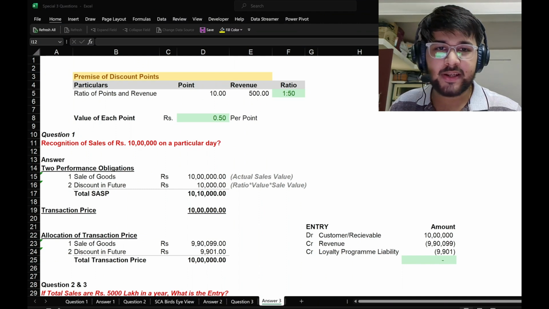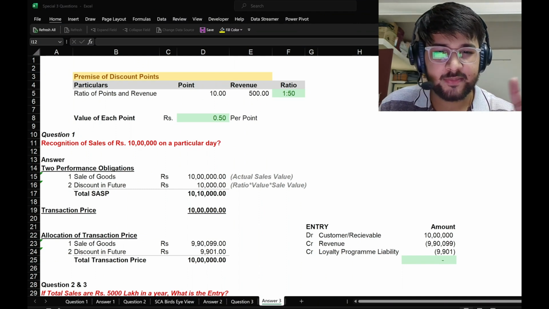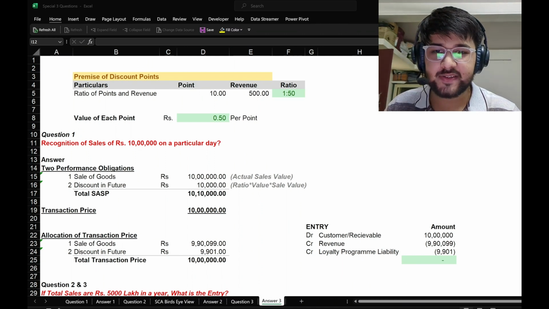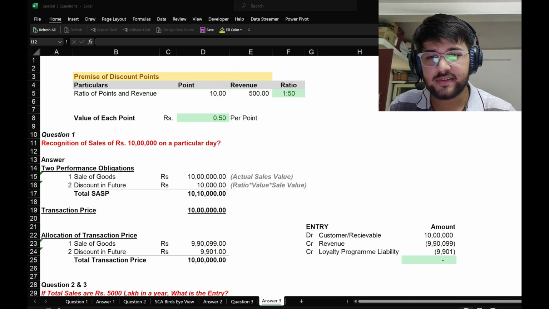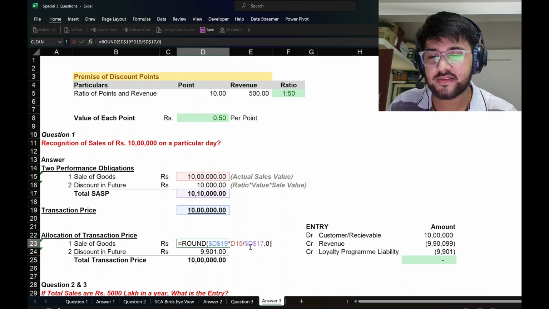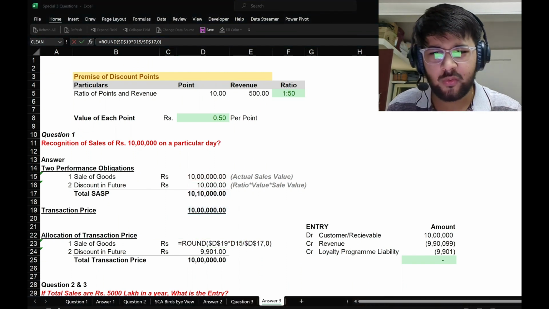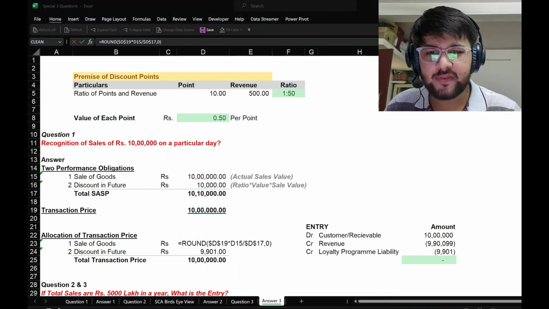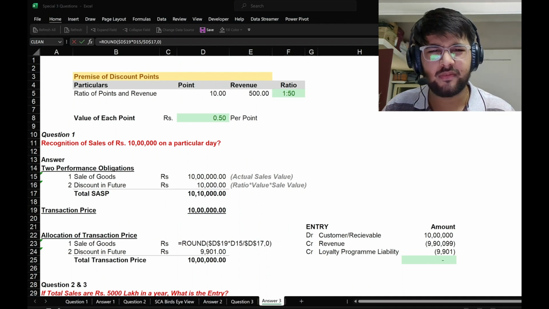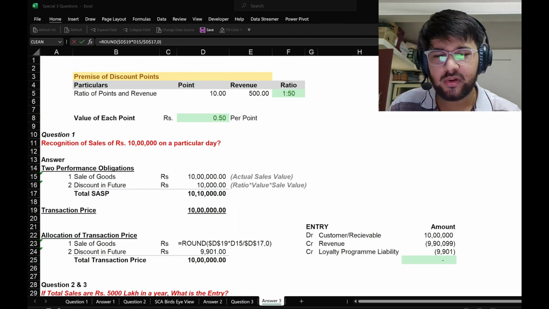And the transaction price is 10 lakhs. You would be only charging the customer 10 lakhs. All right. So allocation on standalone selling price basis is 100:1. That is, sale of goods is this. The formula I should have written here, that is this. I've used ROUND just to get rid of any decimal places, and discount in future as well. That would be the residual value, or just 1 above 101 into 10 lakhs.